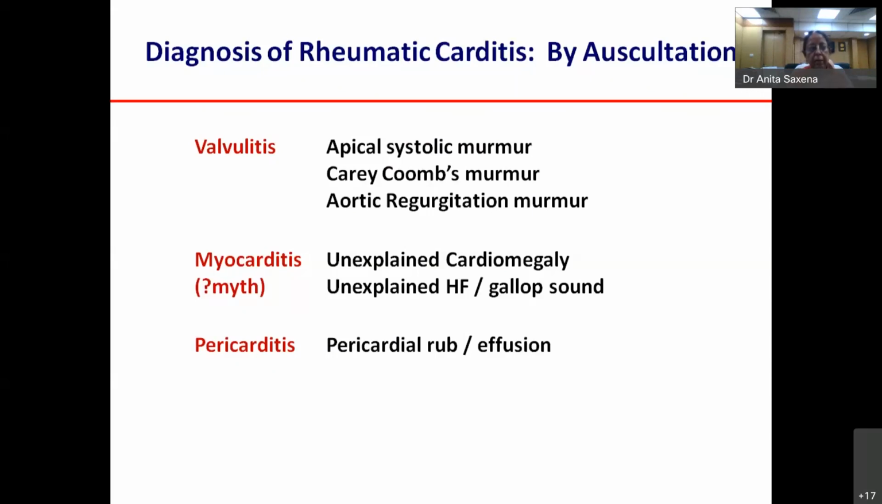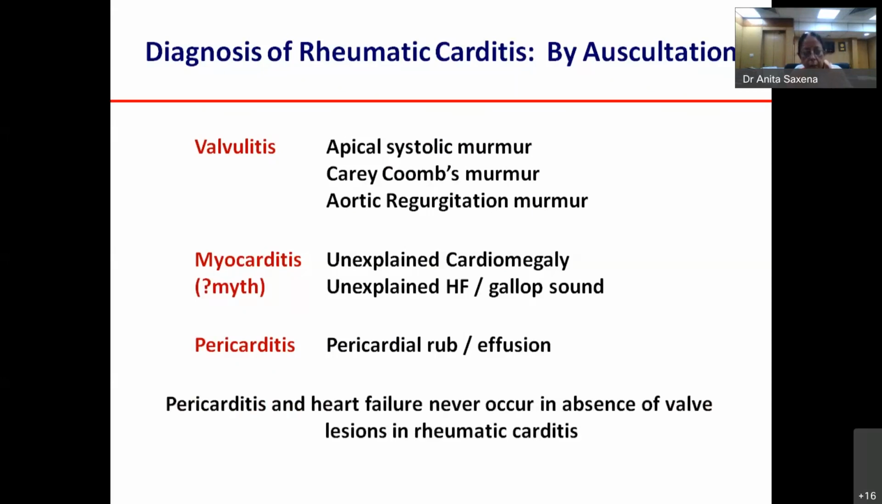Yes, pericarditis can happen, and we occasionally come across patients who present with a pericardial rub or even a small amount of pericardial effusion. But again, having a large effusion is very unlikely in acute rheumatic carditis. And also we must remember, don't make a diagnosis of rheumatic carditis when you're not hearing any murmur, because valvulitis is the primary thing that happens. So if somebody presents in failure but has no significant murmur, it is not going to be rheumatic heart disease.